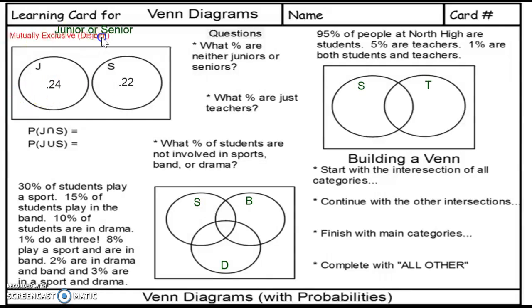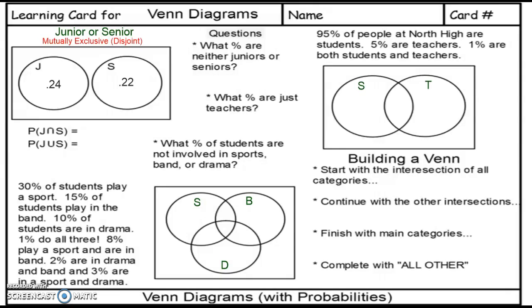Well, these two events are mutually exclusive or disjoint, which means that they cannot happen at the same time. That's why the two circles do not overlap. To answer this question, what percent are neither juniors or seniors? What I need to do is figure out what percent is outside of these two circles. So 24% plus 22% is 46%.